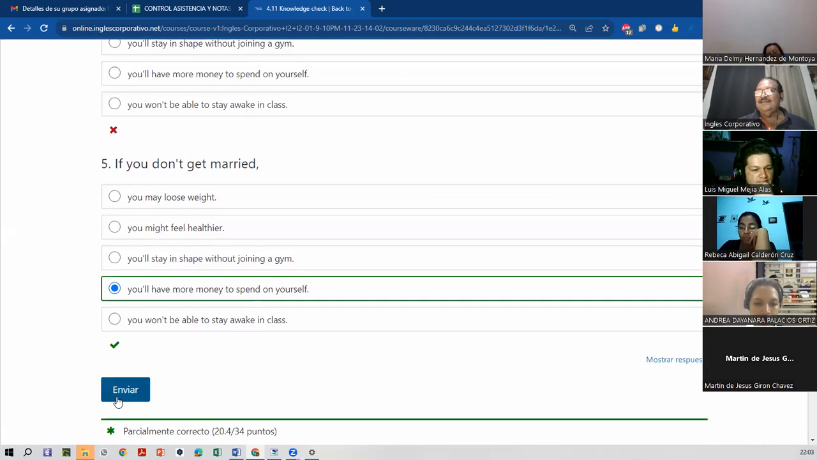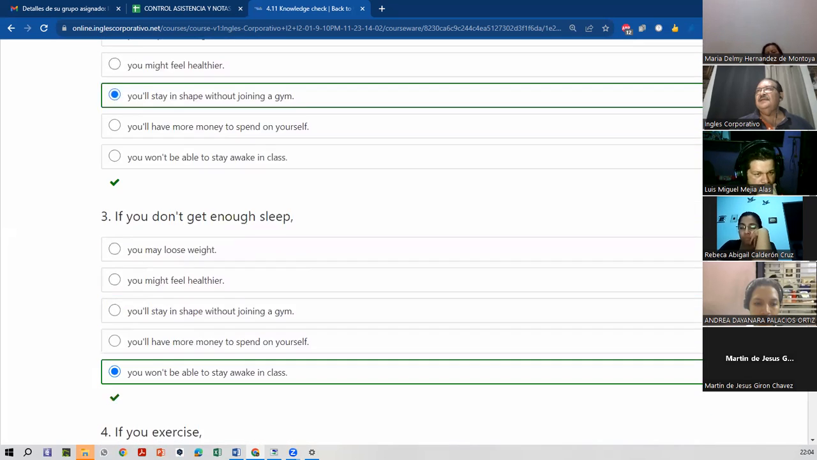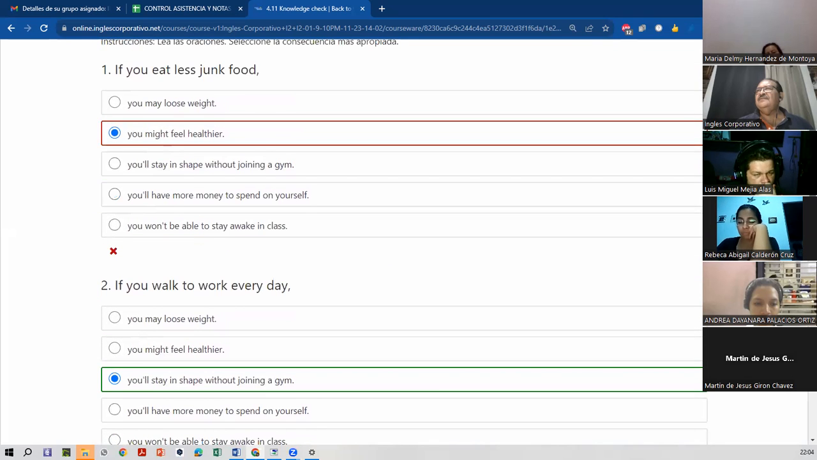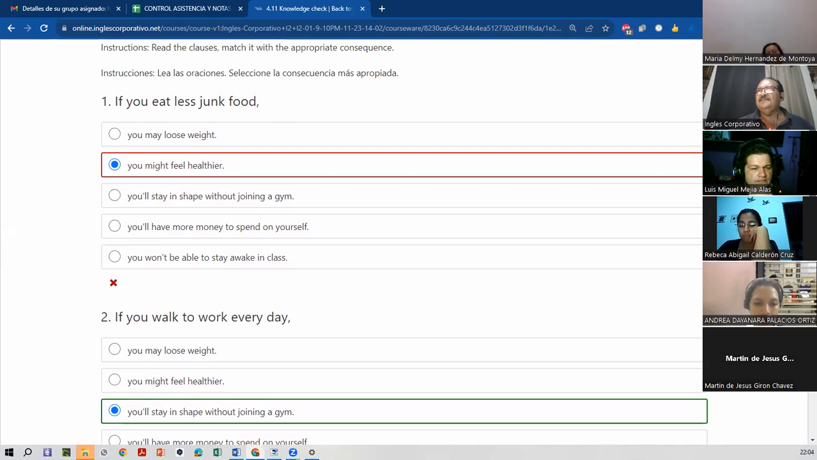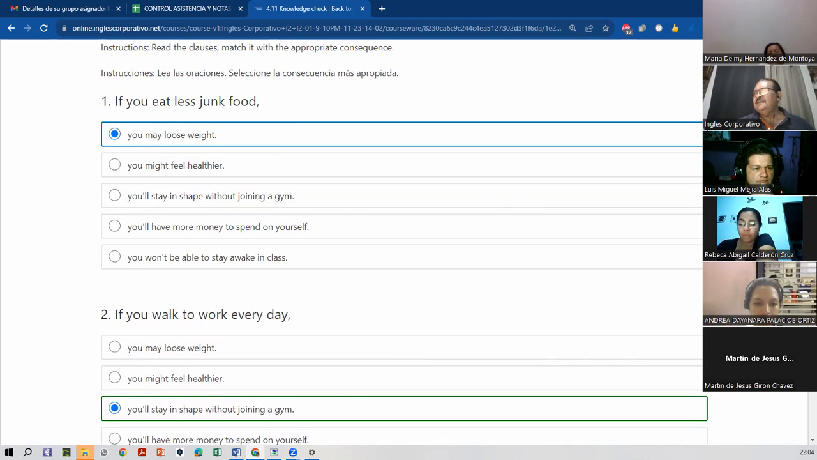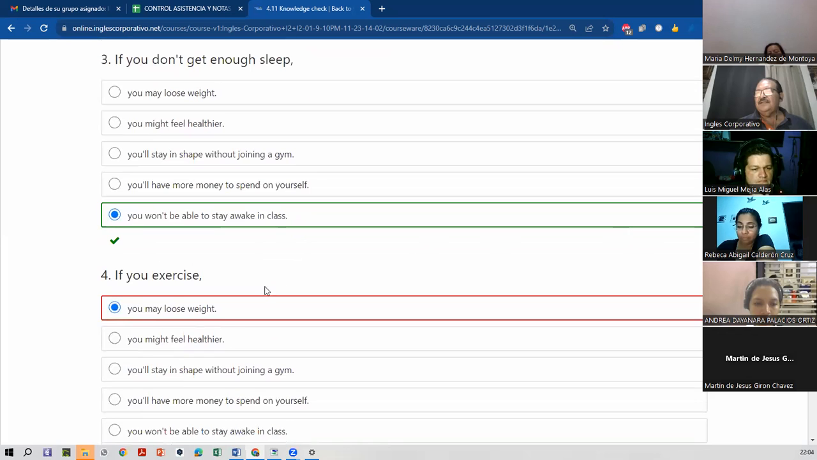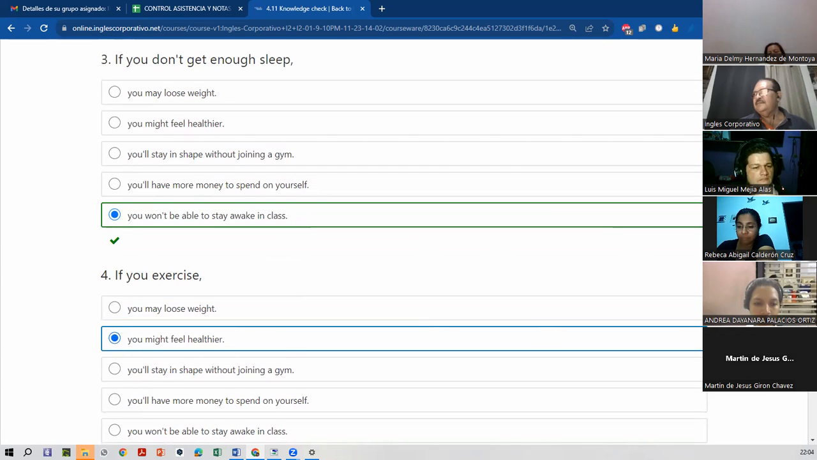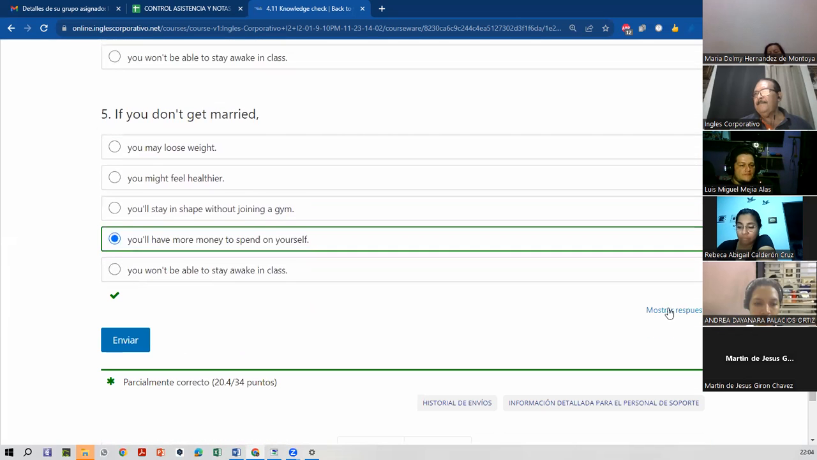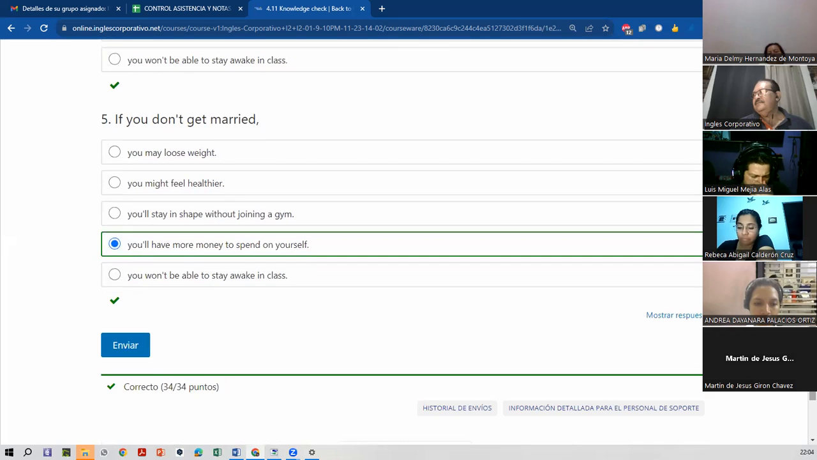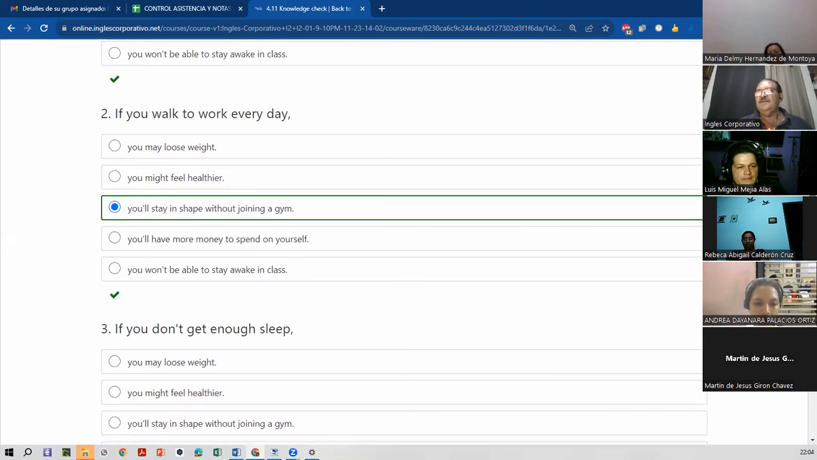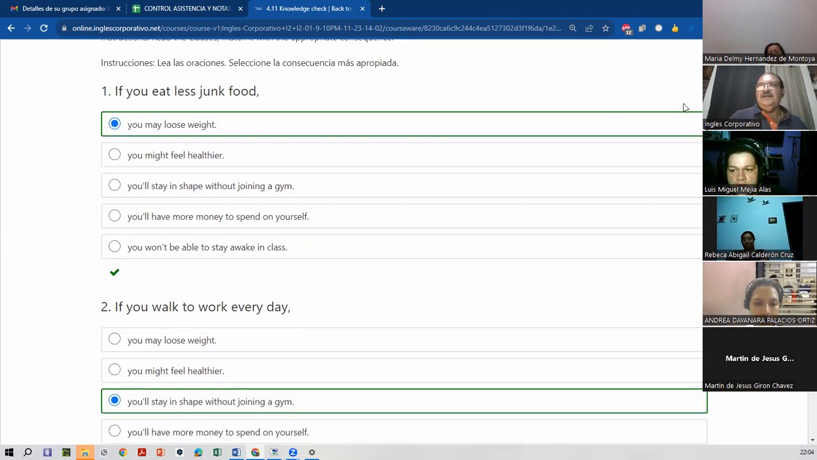Hey, what happened here? Yeah, you see, you might feel healthier. So, okay. You may lose weight. This is what Anna told me, but I thought it was wrong because of the word, right? But you were right. And then this one. These two are similar. Then this would be okay. Yes, that was the one. Okay, just the spelling. The spelling of loose is incorrect.